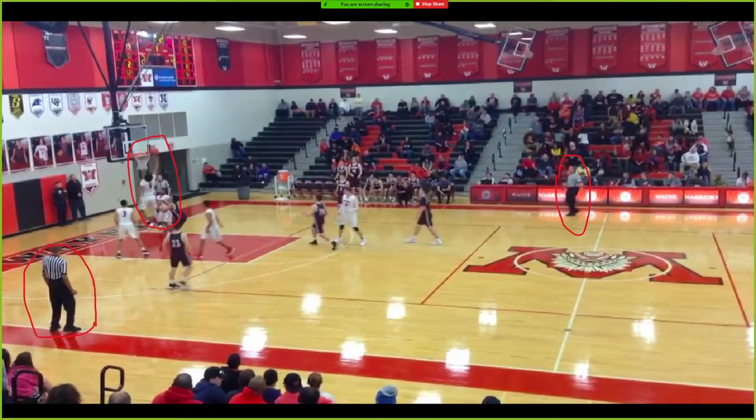At which point, the trail official should inform both coaches that we had an inadvertent whistle. And since the visiting team had control of the ball when the inadvertent whistle occurred, they will receive the ball from a designated spot throw-in out of bounds on the baseline.